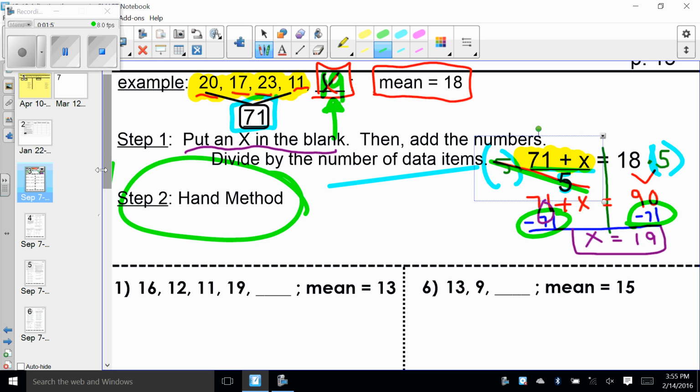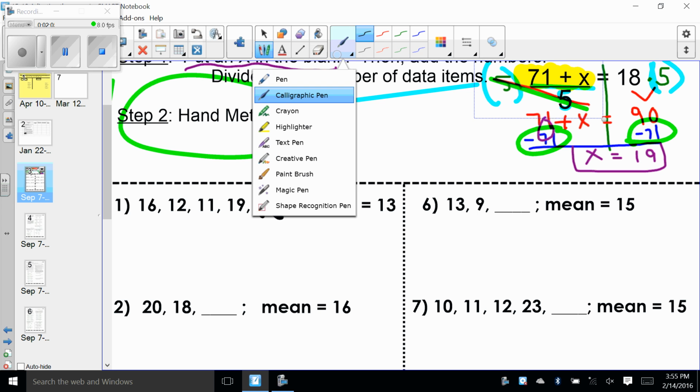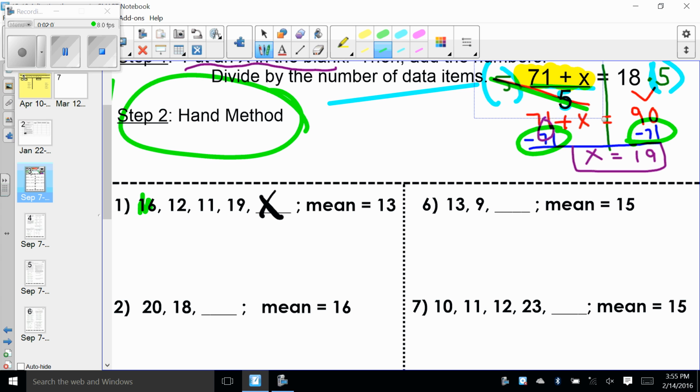So we have these numbers down here, number 1. We have 16, 12, 11, 19, and an unknown value here. So what we would do is add the numbers that we have. We would add 16, 12, 11, and 19. Go ahead and grab that calculator. 16, 12, 11, and 19. When we add those up, you should be getting a number of 58. Go ahead and make sure you get 58.